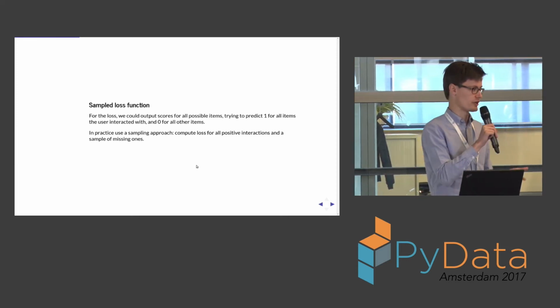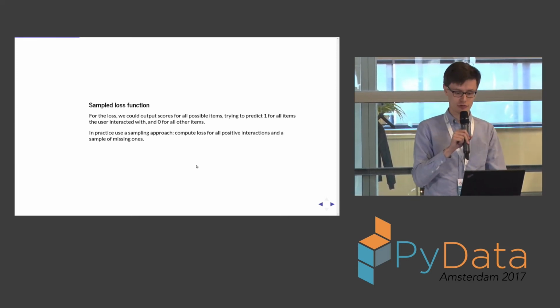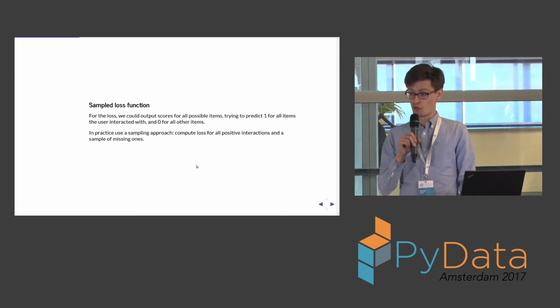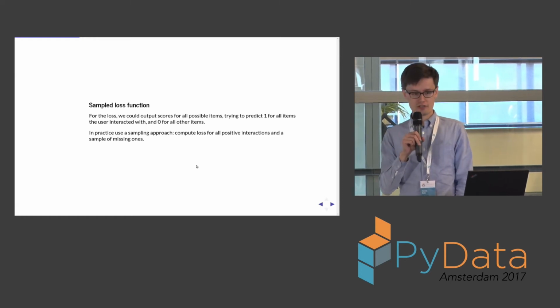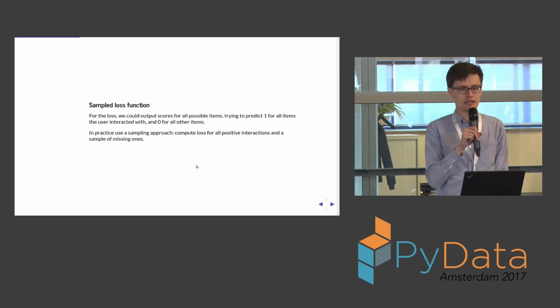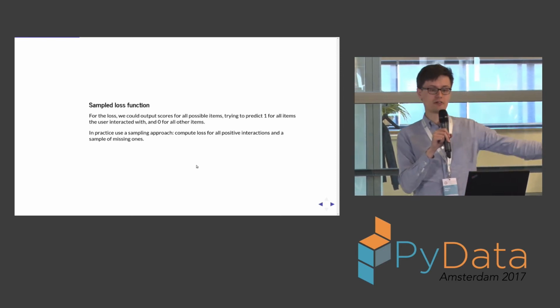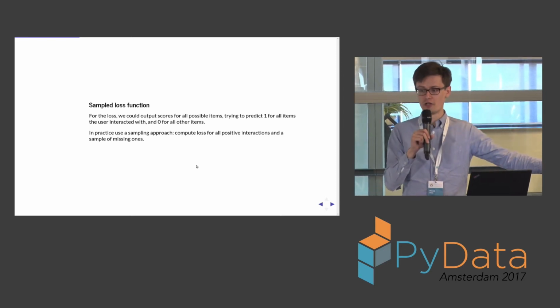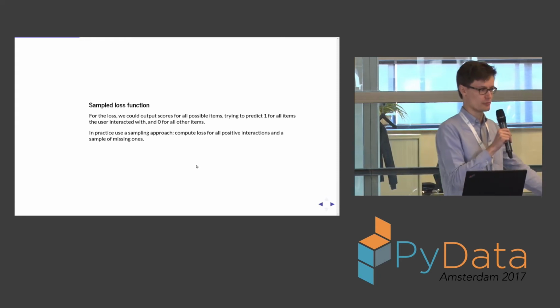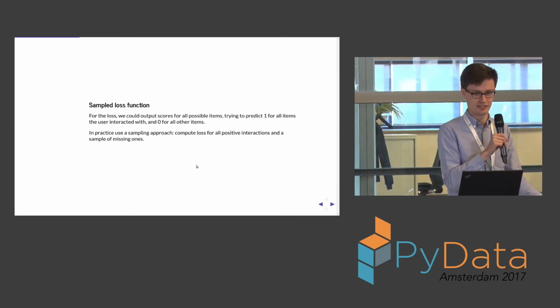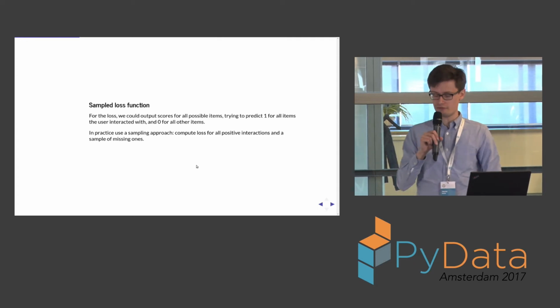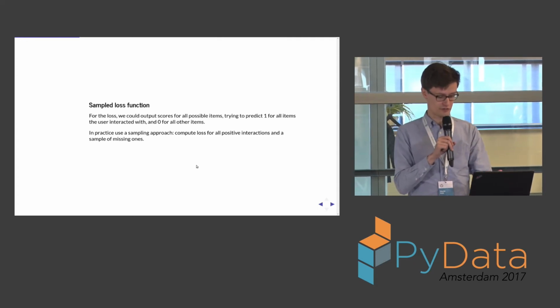So what people do in recommendations instead is they use a sampling approach. You take your positive pair of user and item, and then you sample randomly a negative item from all the other items, with the implicit assumption being, well, this user didn't interact with this item, therefore they're less likely to like it, so we should treat it as a negative. So that's a sampled loss function.